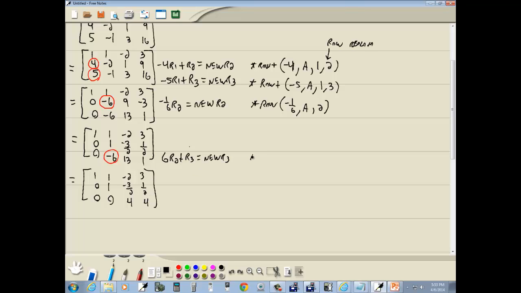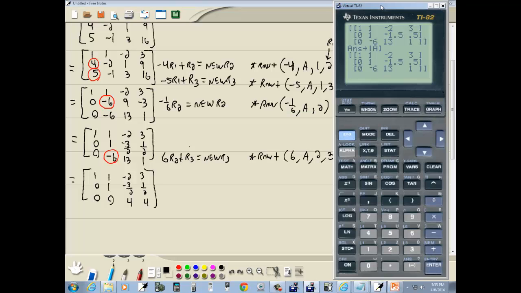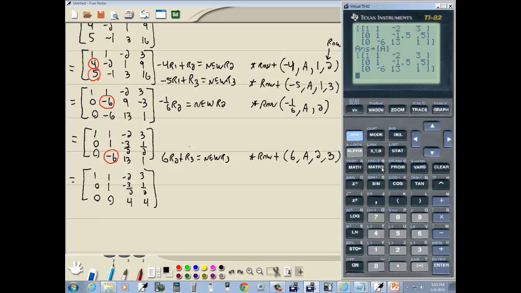Okay, to do this on our calculator, we're going to do asterisk row plus, and then 6, and then working with matrix A, and we're going to multiply it times row 2, and we'll add it to row 3, replace row 3. So that's how we'll put it in. Okay, so I'm going to go to matrix, right arrow to math, down arrow to the very bottom, enter, do 6, comma, A, so I go to matrix, do enter on A, comma, 2 for row 2, comma, 3 for row 3, and then close parentheses, enter. Okay, that looks good, so let's store it now. So do store, choose matrix, enter on A, enter.